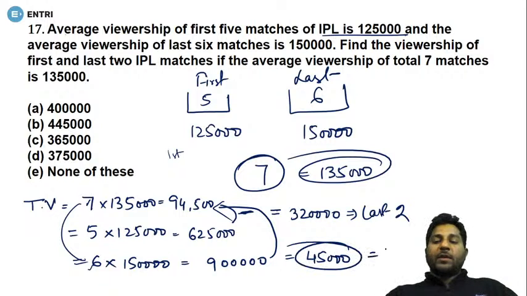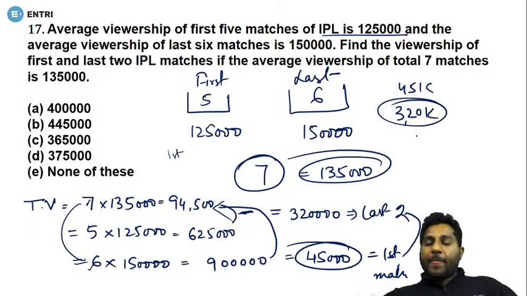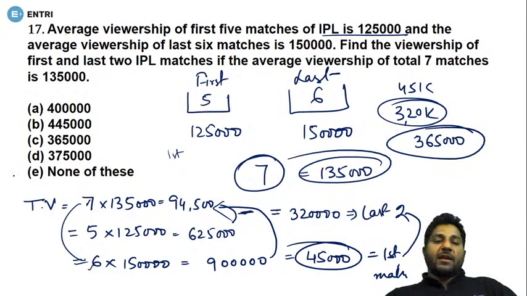One match, the first match. Now they are asking to find the viewership of the first and last two matches. Then we will add 45,000 and 320,000, and we will be getting 365,000 as the correct value. That means your final answer is none of these. They have given you a close answer, but you don't need to get stuck in this kind of examination.